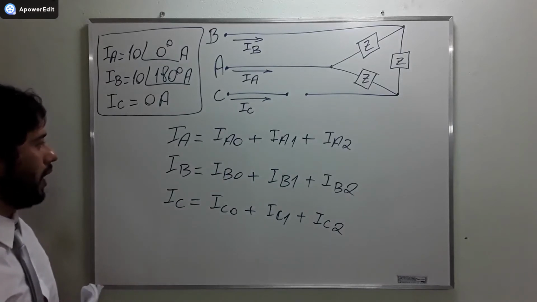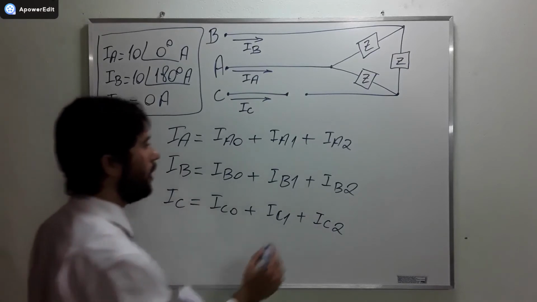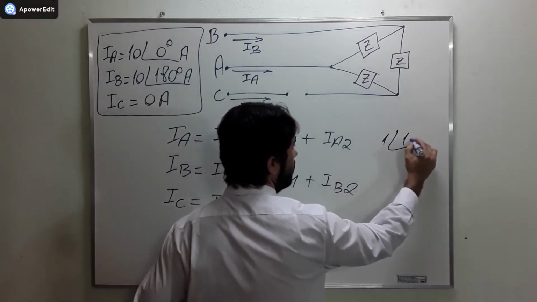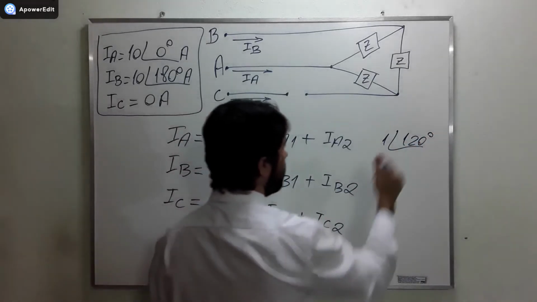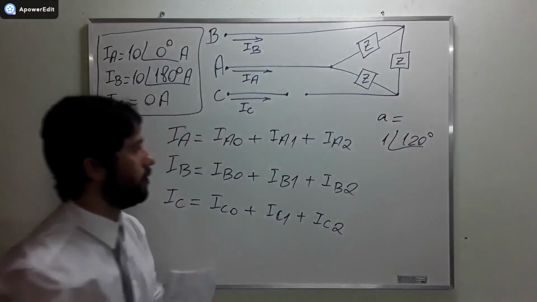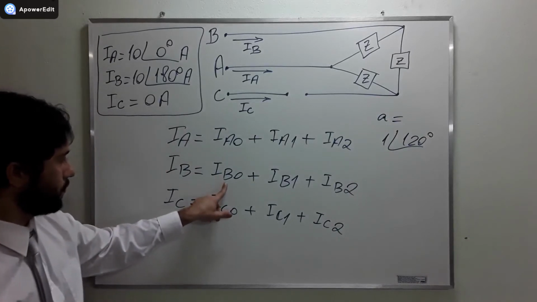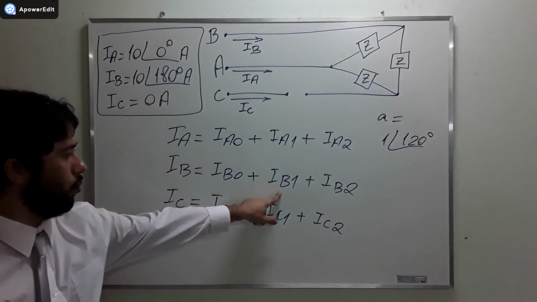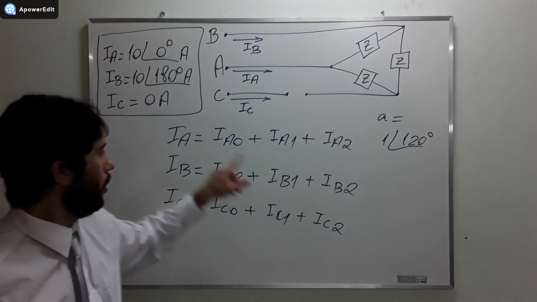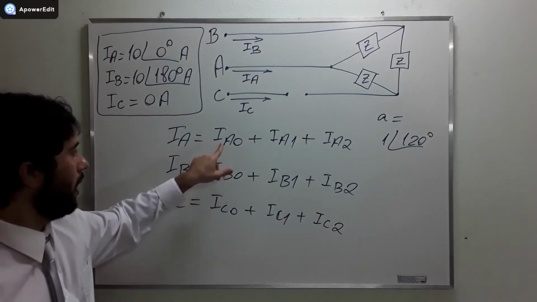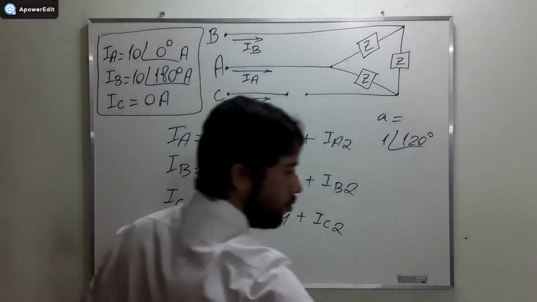Okay? Do you guys know the A operator? The A operator is one phase 120 degrees, and we are going to use the A operator, one phase 120 degrees, to write IB0, IB1, and IB2, IC0, IC1, and IC2 in terms of IA0, IA1, and IA2. How do we do that? Let's see how we do that.